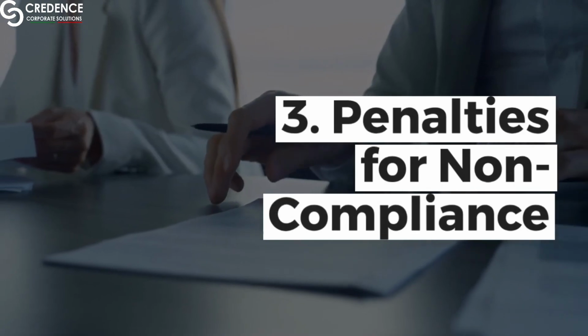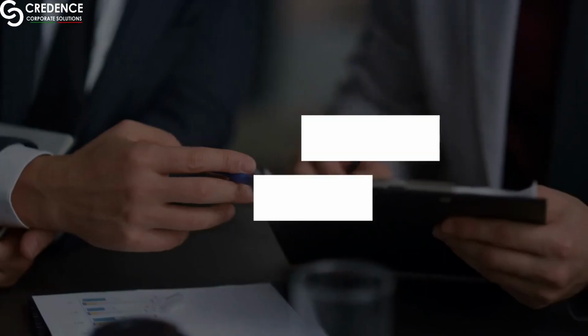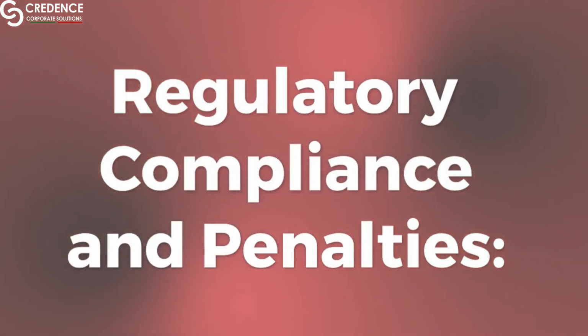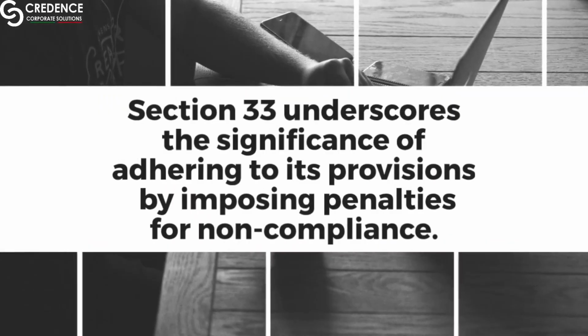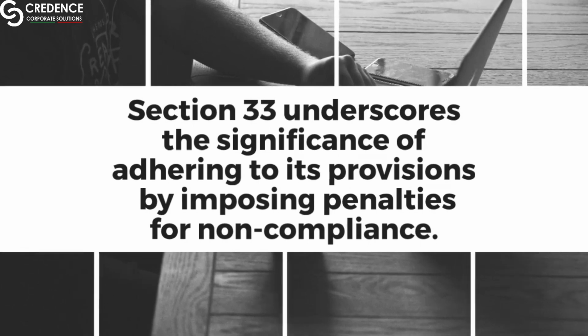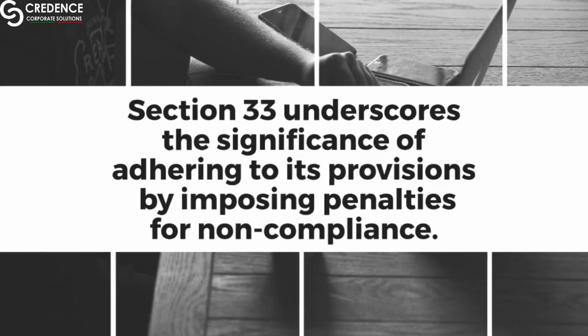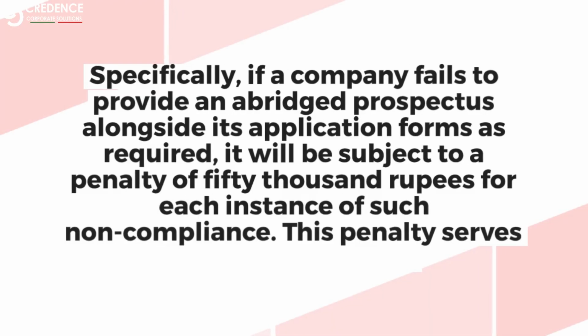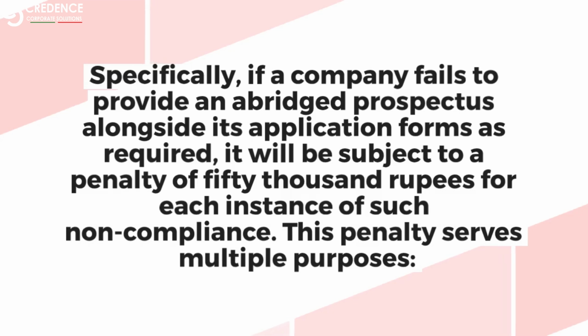3. Penalties for non-compliance. Fines for violations. Regulatory compliance and penalties. Section 33 underscores the significance of adhering to its provisions by imposing penalties for non-compliance. Specifically, if a company fails to provide an abridged prospectus alongside its application forms as required, it will be subject to a penalty of 50,000 rupees for each instance of such non-compliance. This penalty serves multiple purposes.